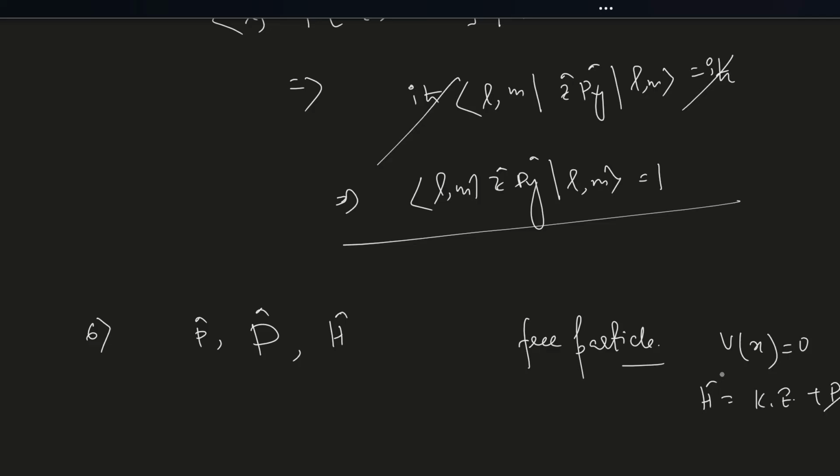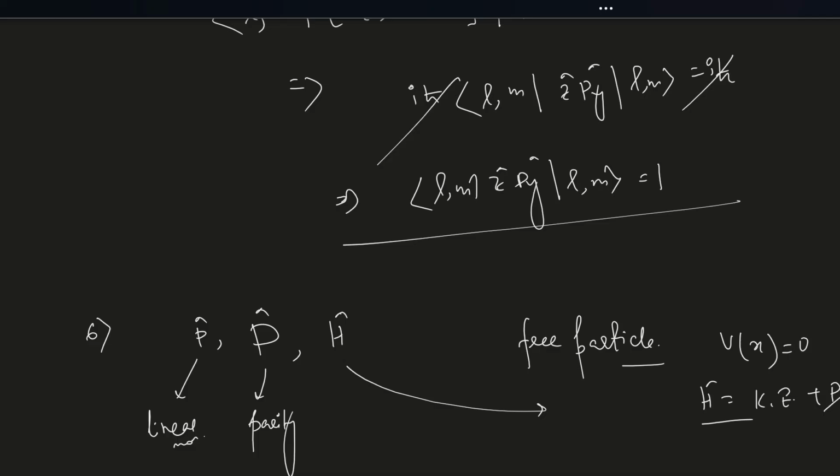So first of all, we know that this is a free particle, so it has no potential energy. So what is the form of the Hamiltonian operator? It is only the kinetic energy term, which is p squared by twice m. Now this p is the linear momentum operator, the capital curly P is the parity operator, and this is the Hamiltonian.